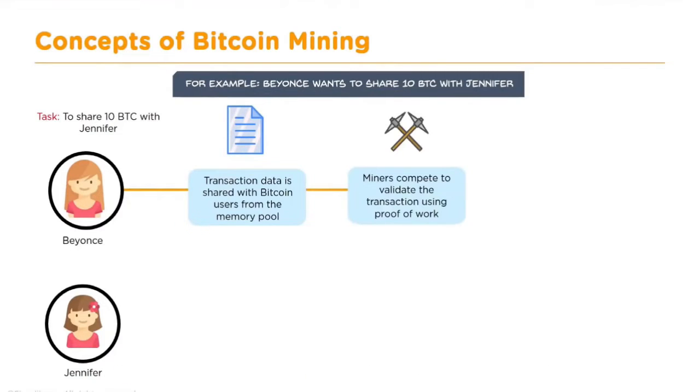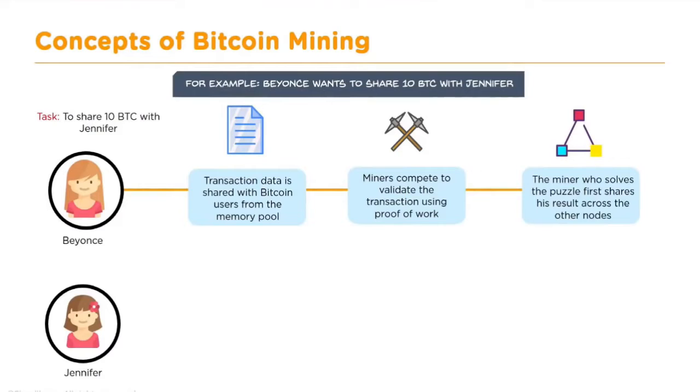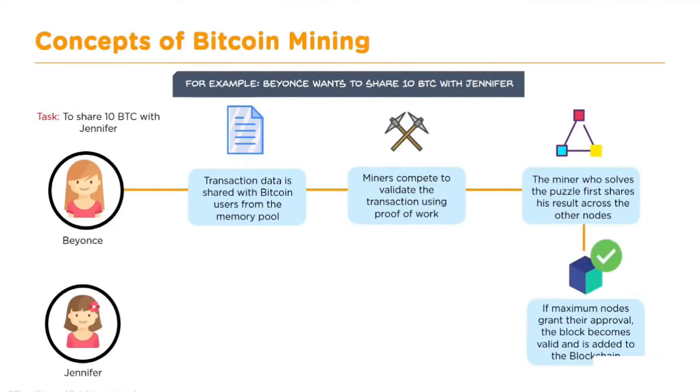Now, miners competing to validate the transaction using proof of work keep continuously polling the unconfirmed transaction pool. They pick up those transactions and start validating them. They aggregate them in a data block and start solving the puzzle. The miner who solves the puzzle first shares the result across the other nodes, the other miners. Once the block is verified and the nonce has been generated, the nodes will start granting their approval. If the maximum number of nodes grant their approval, the block becomes valid and is added to the blockchain.